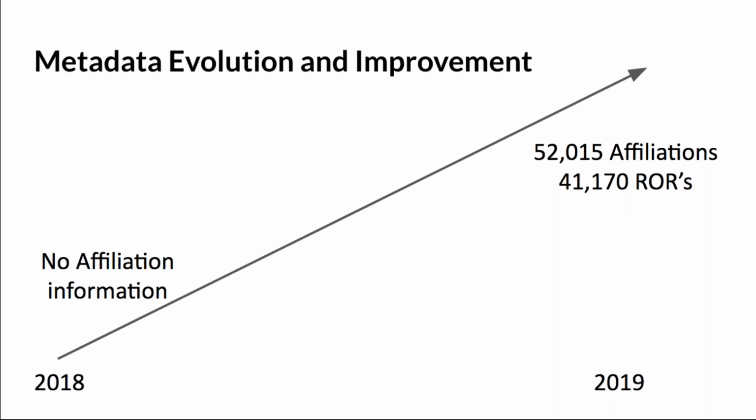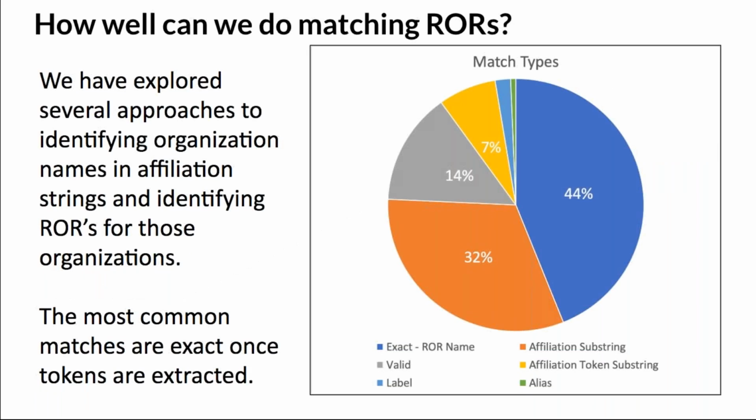Out of 52,000 affiliations, we now have 41,000 RORs. So I think that's a nice number. There are a lot of ways that we're trying to match this messy text, and 44% of the matches with the RORs are actually exact.